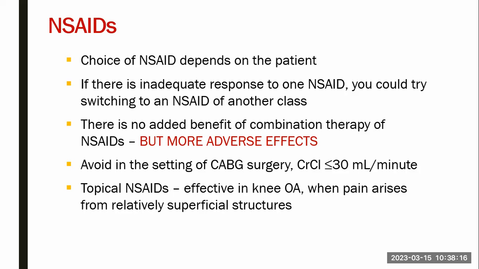And a blanket thing about all NSAIDs, in an acute setting after CABG, all of them have a warning. You should try and avoid it. And in patients who already have renal impairment, again, we should avoid using if the eGFR is less than 30. And as my colleague mentioned, wherever possible, we can opt for a topical NSAID. For example, in the knees, it's quite close to the skin. You can try a topical. If it doesn't work, add on oral.